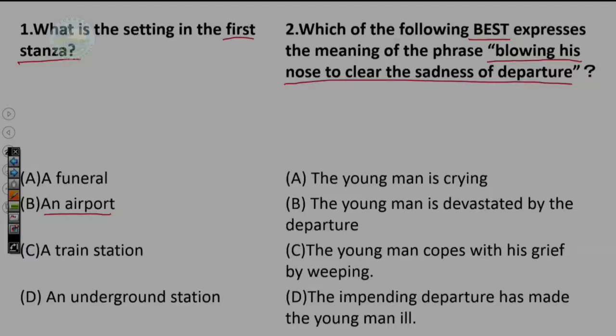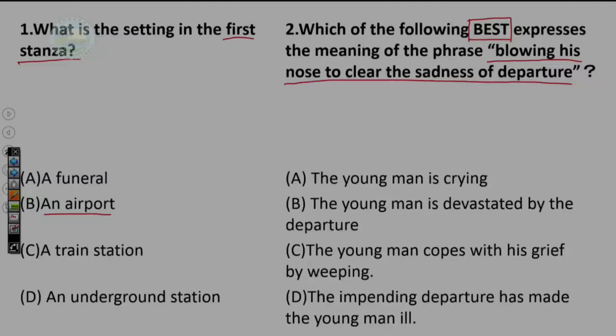Now, we have identified that when we look at this question, because we are talking here about which one best expresses the meaning of the phrase, we realize that there can be other possible answers. But which of those answers is the best one? So is it that the young man is crying? Yes, he's crying, but why? The young man is devastated by the departure. We gather that when we were listening to the passage, someone was leaving and someone was sad. The young man copes with his grief by weeping, and the impending departure might make him ill.